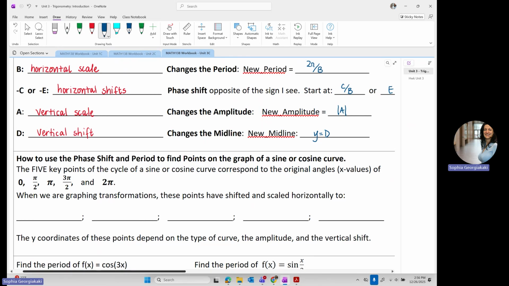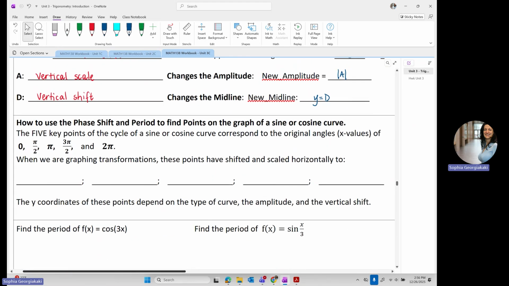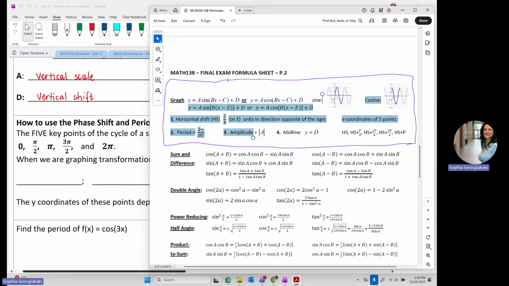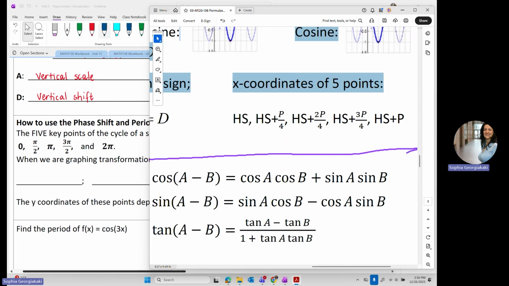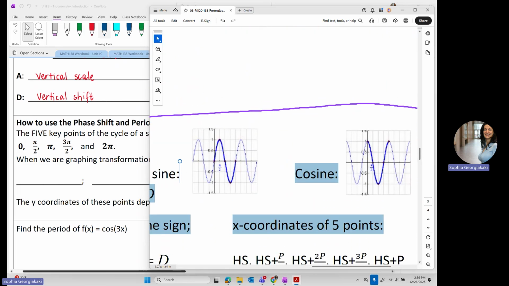Now, when you are graphing the sine or the cosine function, you have to remember how the graph looks. For the sine, we start at the midline, I should say, and we go up, down, hit the midline again, go down and hit the midline again. So that will be our graph. It could be shifted horizontally or vertically.